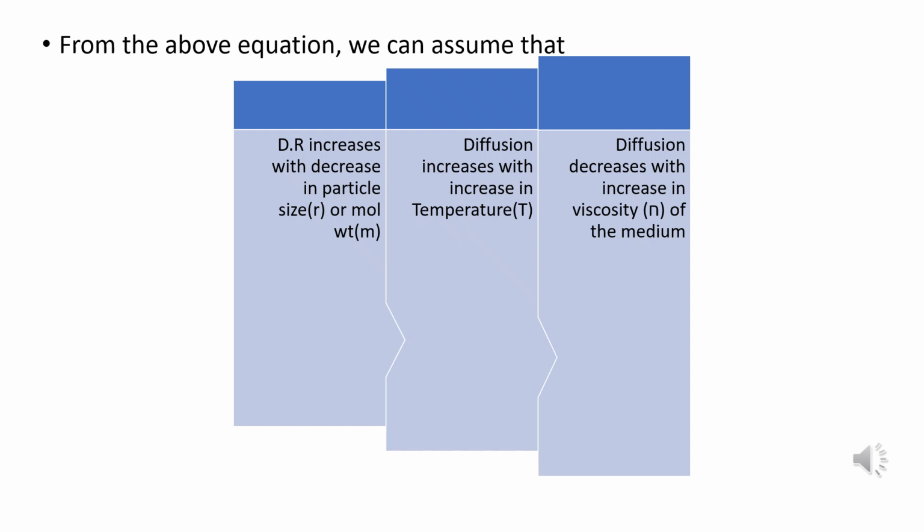So in short, we can say that fast diffusion will happen in case of small particles, low molecular weight, high temperature, and in low viscous conditions. Whereas slow diffusion will take place in large particles, high molecular weight, low temperature, as well as high viscous conditions.